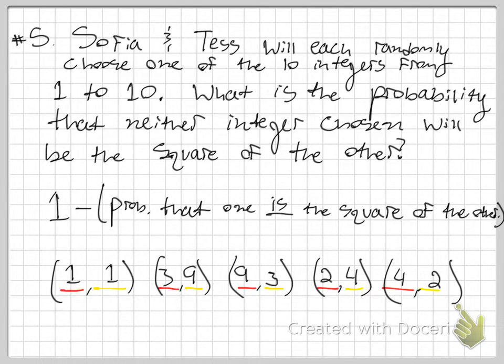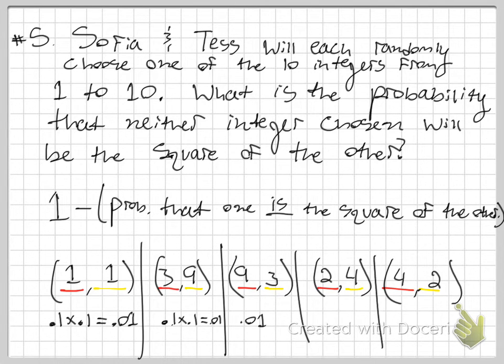Now let's figure out the probability of each one of these things happening. There's a 1 in 10 chance that Sophia will pick a 1 and a 1 in 10 chance that Tess will pick a 1. So we have 0.1 times 0.1, which is equal to 0.01. And same for this one. There's a 1 in 10 chance that Sophia will pick the 3 and a 1 in 10 chance that Tess will pick the 9. So the probability of this scenario happening is 0.1 times 0.1, which is equal to 0.01. And then same here.